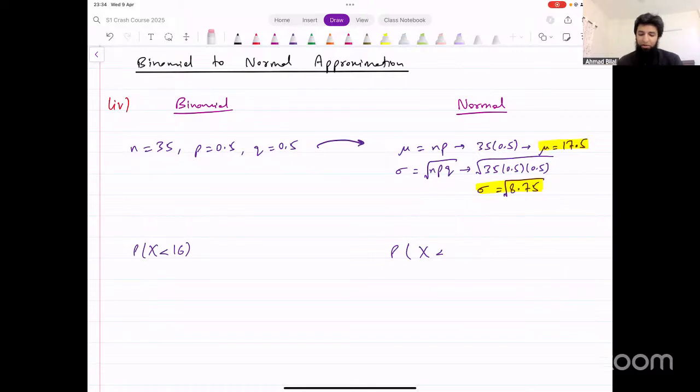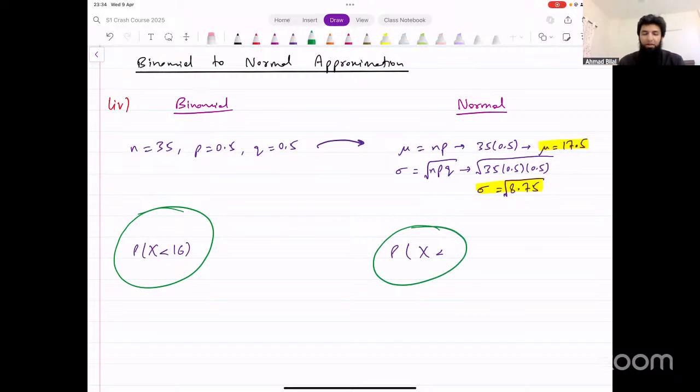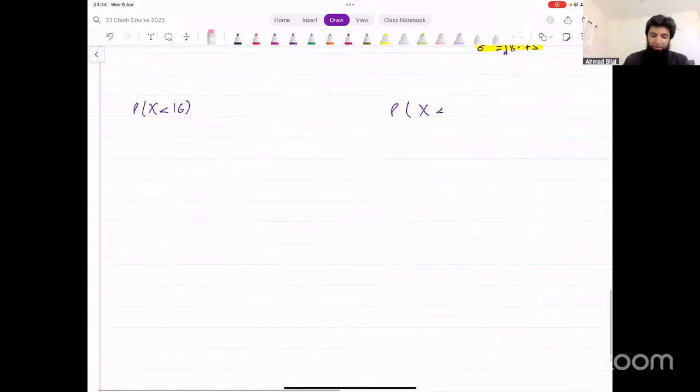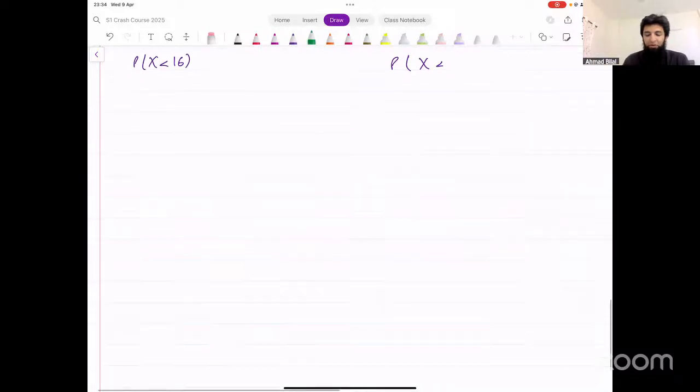And that other problem is that binomial is a discrete distribution. Normal, on the other hand, is a continuous distribution. Now, how does that make any difference? That makes a difference because in normal, and this is very important to understand, make sure that you're paying attention.